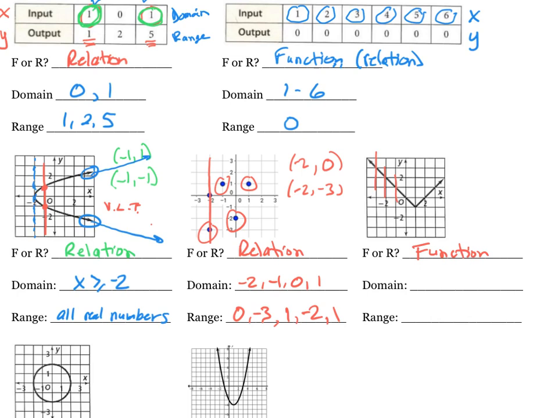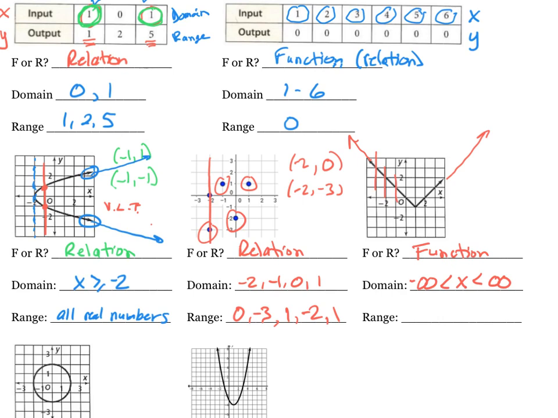Now, for the domain, the question is what x's are used in this picture? And because of the arrows, which means this graph goes on forever in both directions, every possible x will be used. Okay? One way to write that using inequalities is to say that x can be any number less than infinity and greater than negative infinity. So that just means that every possible x, any number, could be used as a domain.